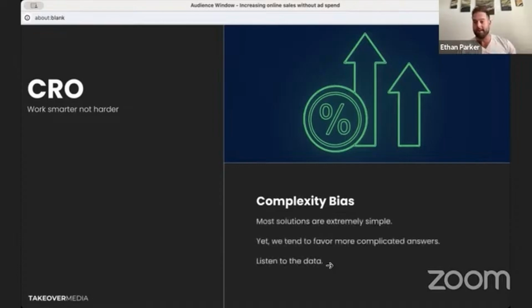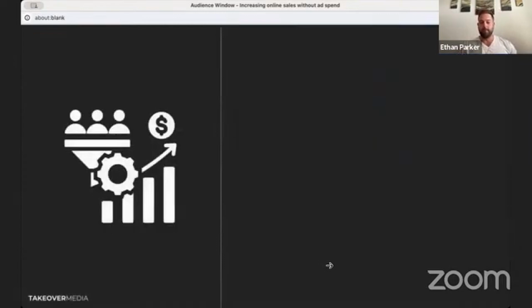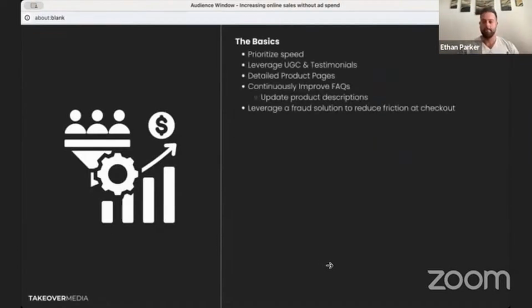We all have complexity bias as human beings. It means that even though solutions are almost always really simple, we tend to favor more complicated answers. Makes us feel unique and special. But when we just listen to the data and simplify it, most solutions are actually very simple. And so for conversion rate, the way that I like to think about it is you have the basics, which are obvious things.